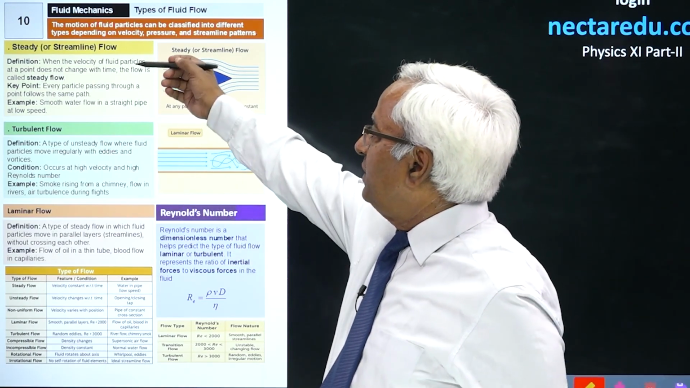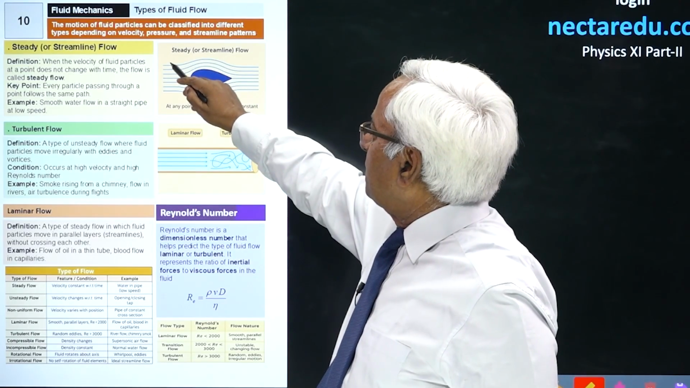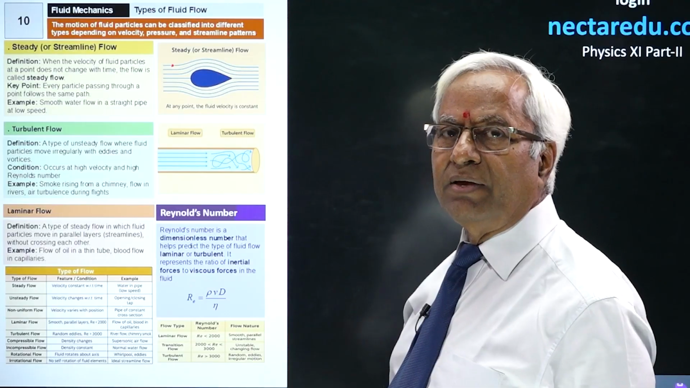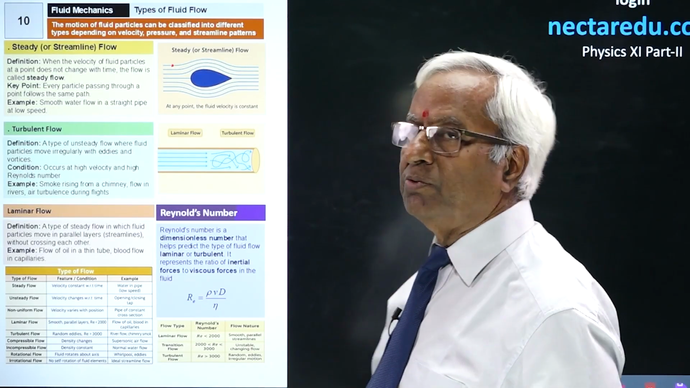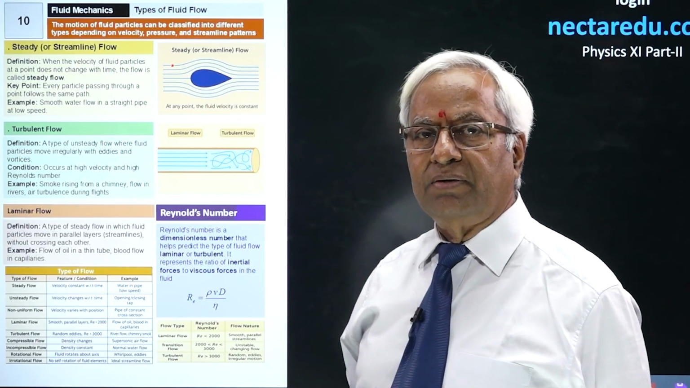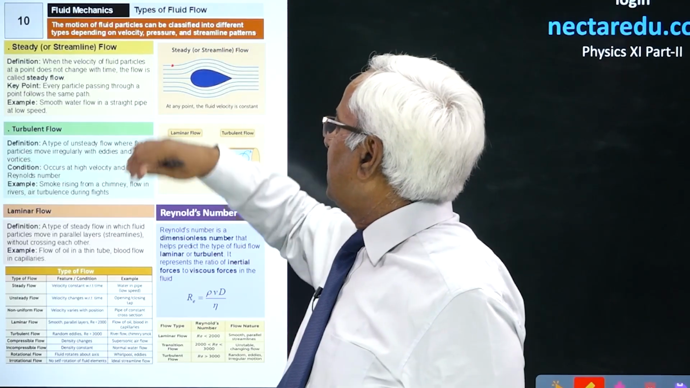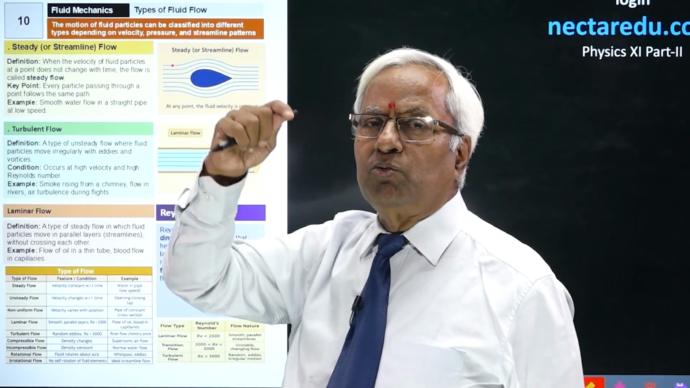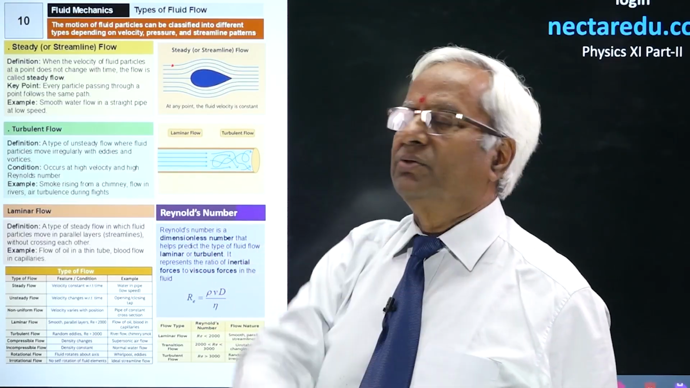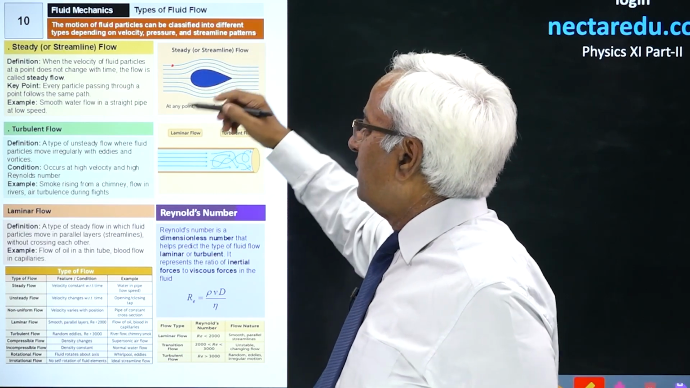In steady or streamline flow, all the liquid that will pass through a point will always have the same velocity. That means you could say the speed at any point doesn't change with time. This could also be defined by saying that every particle passing through a point will follow the same path. So, this is what we call a streamline.